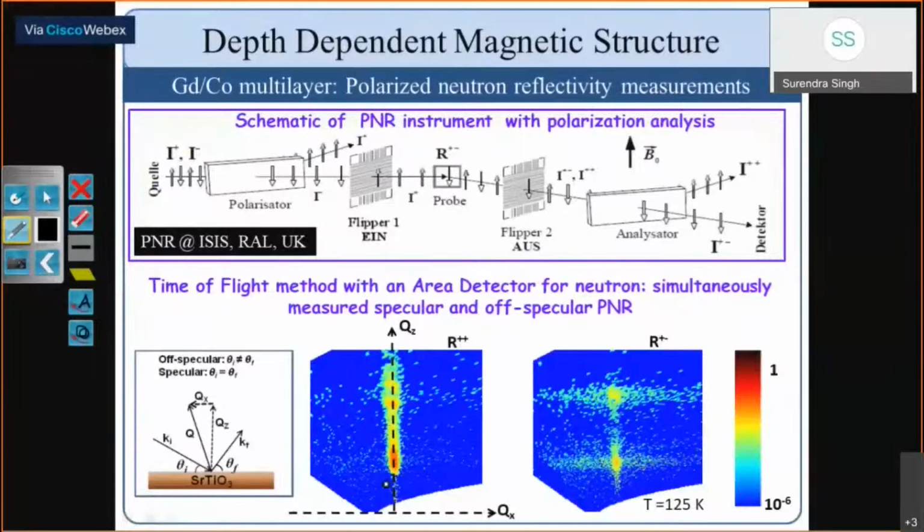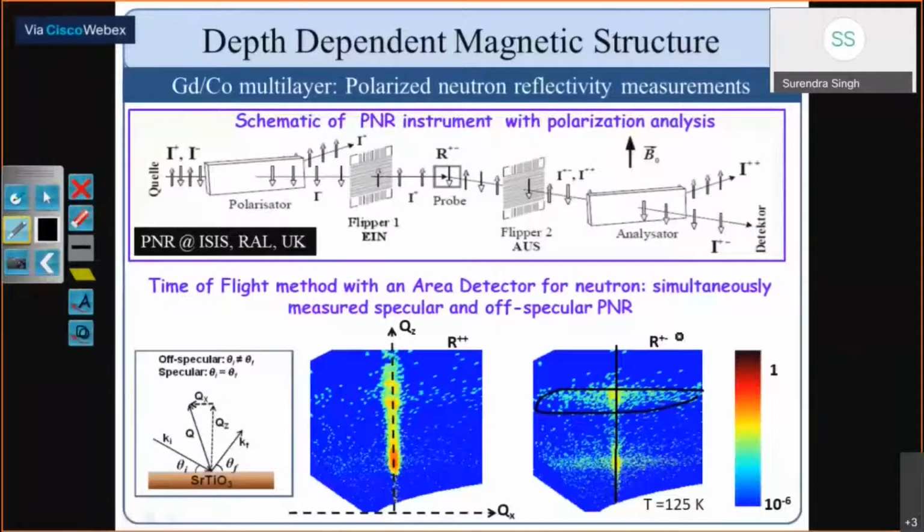This is the specular reflectivity. But when Qx is not equal to 0, we still have intensity like this. So this is off-specular intensity, whereas the intensity along this direction is specular. So for a spin flip channel, we found off-specular reflectivity, which, you know, is due to the magnetic region.